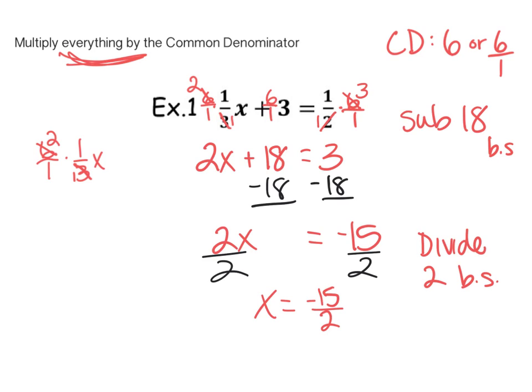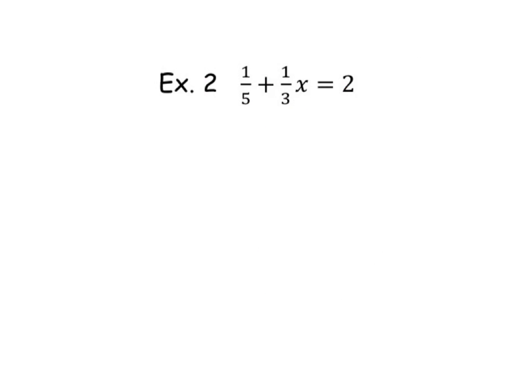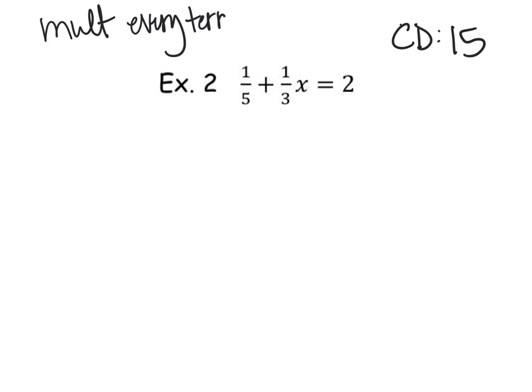So the only extra step that you have to worry about today is that you have to cross-simplify, cross-cancel, but you're going to have to divide one number into another number. Okay, example 2. I've got denominators of 5 and 3. What's my common denominator of 5 and 3? 15. So you are going to multiply every term by 15 over 1. 15 over 1 the first, 15 over 1 the second, and then 2 times 15 over 1.